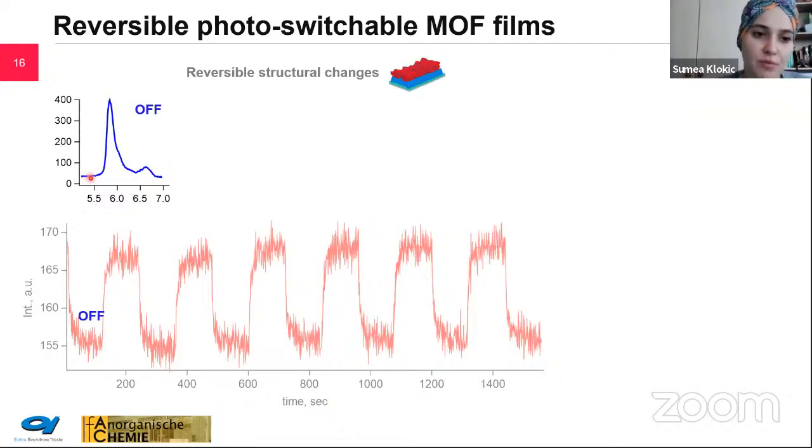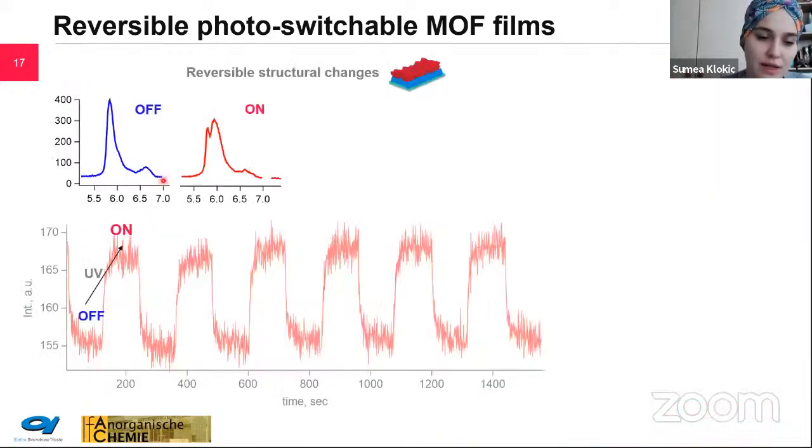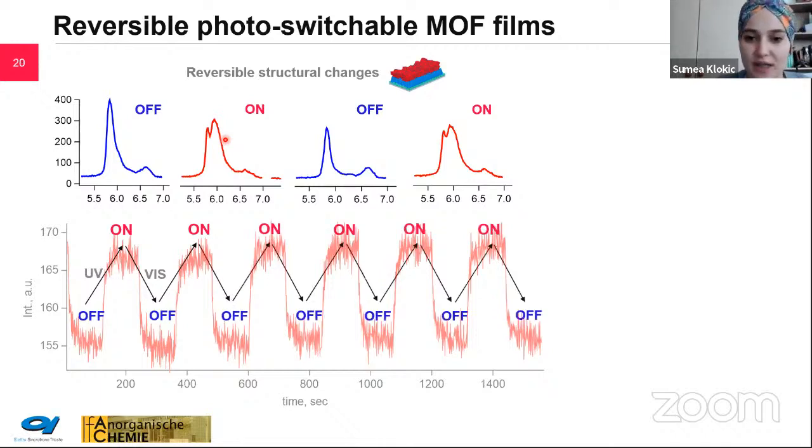And what we observe when we take a scattering pattern of the structure, which is relaxed, so I call it here the off state, is that we can switch it on by UV light. What we see here is a splitting in the reflection. And we can switch the structure back to its off state, again by visible light. We can repeat this process, and as you already see, we can cycle this on-off behavior.